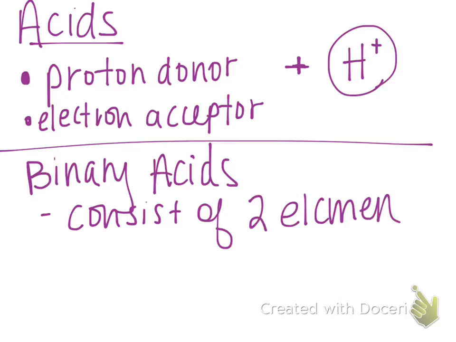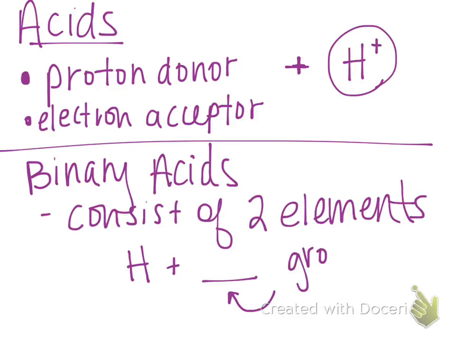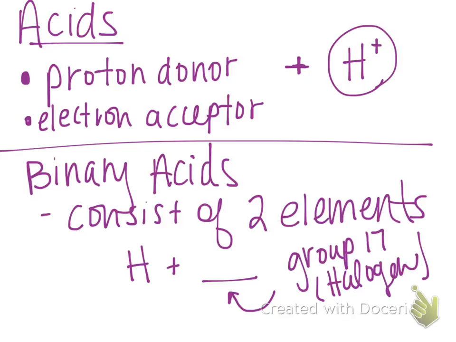And what does one of those elements have to be? Yeah, it has to be hydrogen. If they're going to give away hydrogen, it has to be hydrogen plus one other element. That's it. Okay? And usually this element is a group 17 element or a halogen. Okay? So when we think about binary acids, they're usually hydrogen plus one of our halogens.